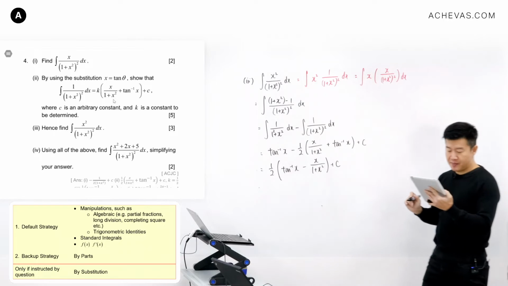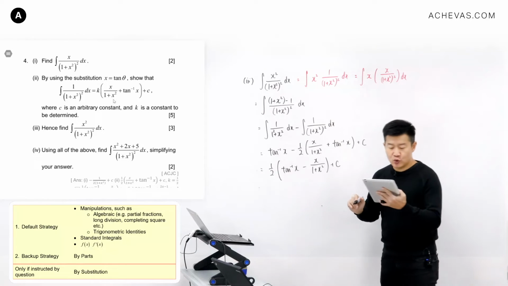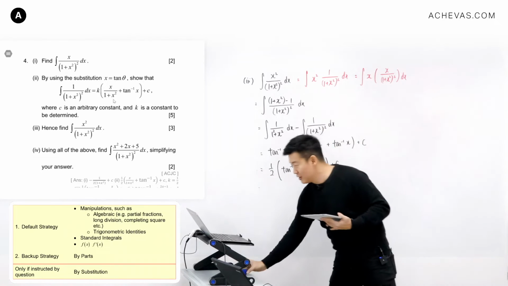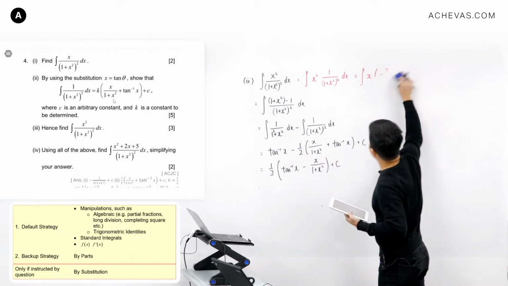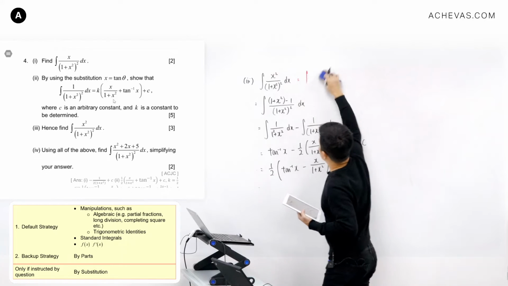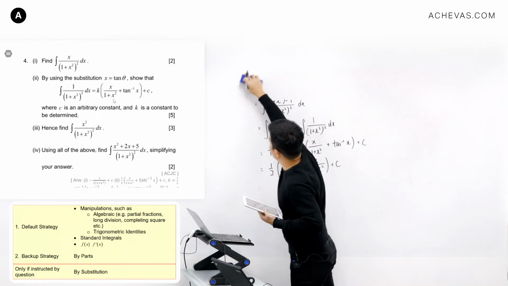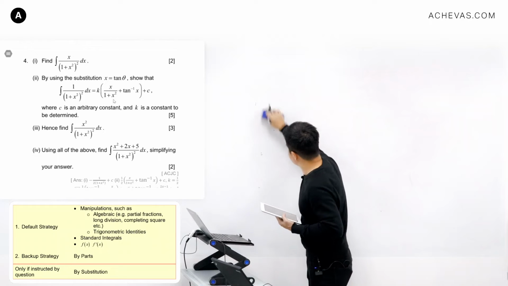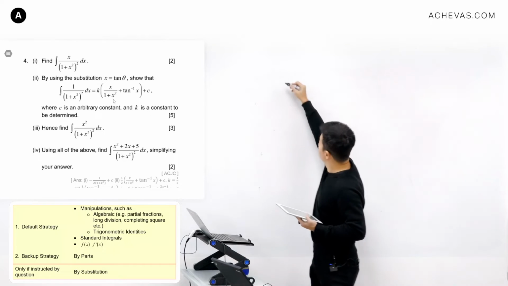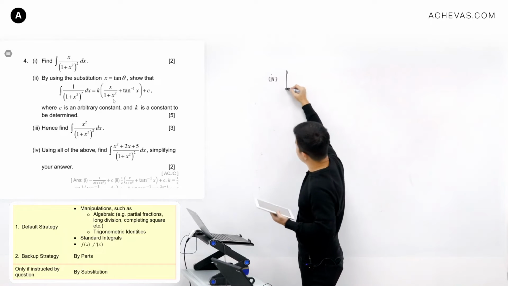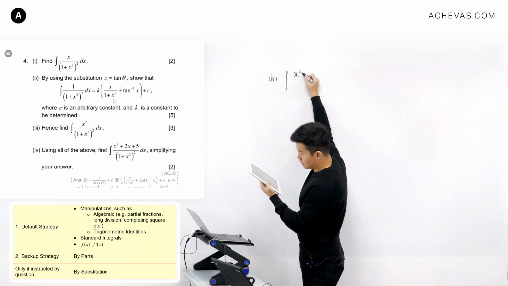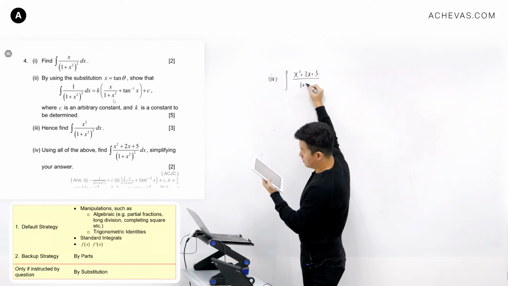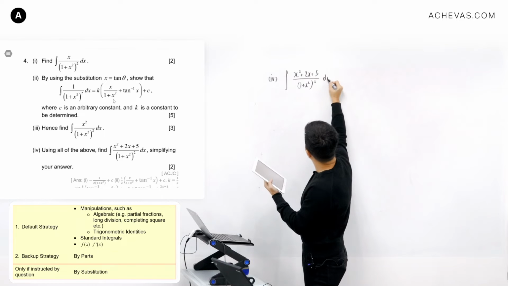And finally, part 4. Use all of the above results. We are supposed to find this new integral. I'm going to erase this, but I'm going to still make use of this result. In fact, I'm going to be making use of the results from part 1, part 2, and part 3 to do part 4. Part 4. We are supposed to integrate this: x squared plus 2x plus 5 divided by 1 plus x squared, all squared.